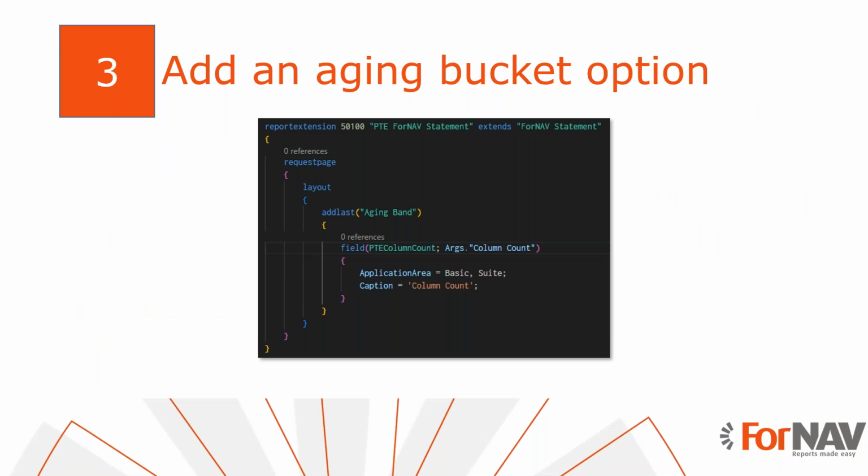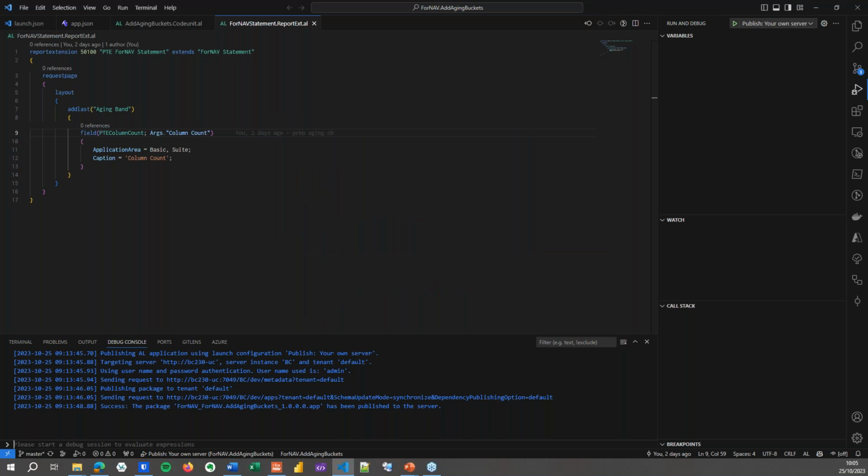When we want to add an aging bucket or remove one, we need to tell Fornav how many aging buckets we need. We can hard code this in the report, or we can use the request page to set the number of aging buckets. And we'll use the latter option for this demo. Now, obviously, we don't want to clone the entire report because cloning the entire report means we need to maintain the entire report.